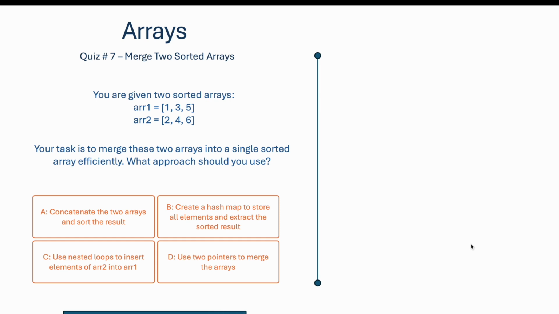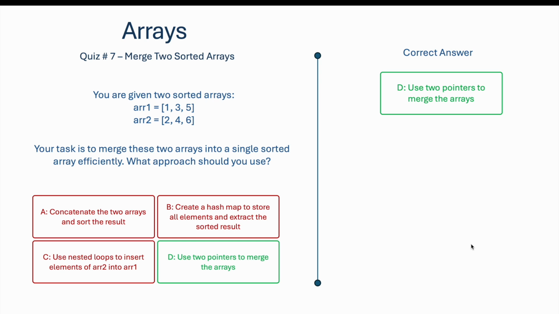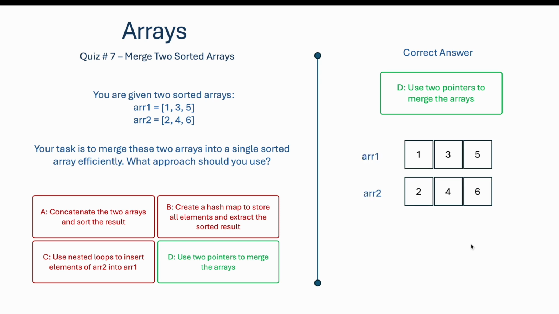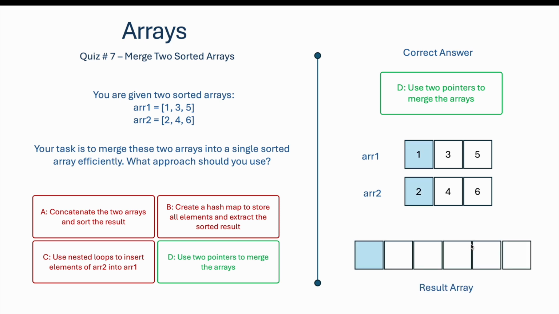The right answer is D. Use two pointers to merge the arrays. So here are our two sorted arrays, 1 3 5 and 2 4 6. So this is our resultant array. We have the result array of length of array 1 plus length of array 2. And we have two indexes pointing to index 0 of each of the arrays. So we see whichever is the smallest of the two and add it to the result array. So from 1 and 2, 1 is smallest. So we add 1 to the result array and update the indexes accordingly.